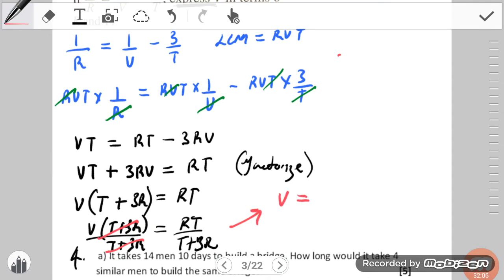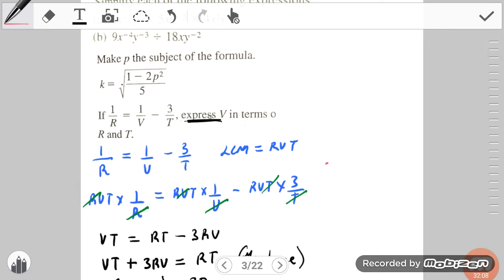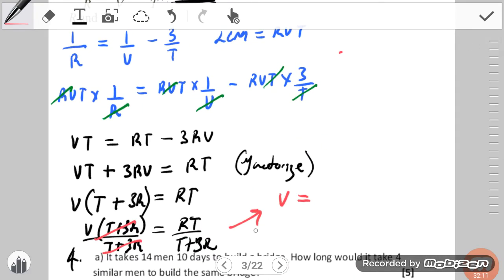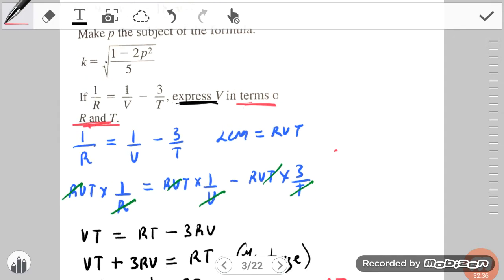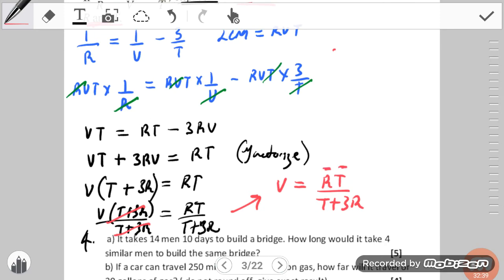is V, which is the subject intended from day one, where they said express V. In terms of means that whatever you wanted to express in terms of should be in your answer. So V is going to be equal to RT divided by T plus 3R. Notice now that the subject I am looking for, which is V, is not in my answer. What is in my answer is R and T, which is what they said here, expressed in terms of R and T. And you can see that R and T are in my answer. Alright? And that gives us the solution to that problem.